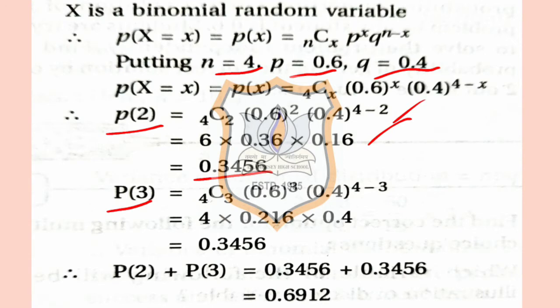Now let us find P3. P3 is 4C3, 0.6 to the power 3 into 0.4 to the power 4 minus 3. 4C3 is 4, 0.6 to the power 3 is 0.216 and 0.4 to the power 1 is 0.4. So when we multiply 4 into 0.216 into 0.4, that is 0.3456. So P2 plus P3 will be 0.3456 plus 0.3456. So the answer will be 0.6912.